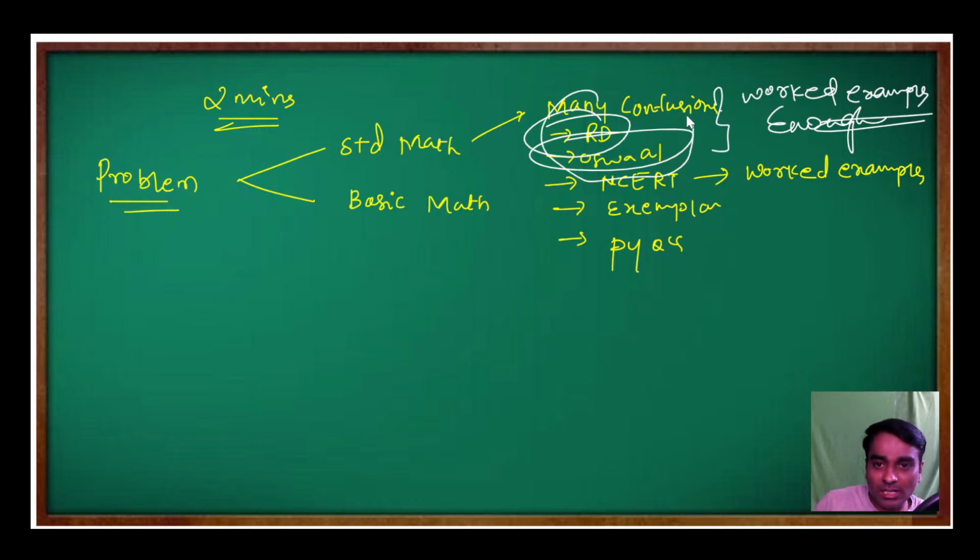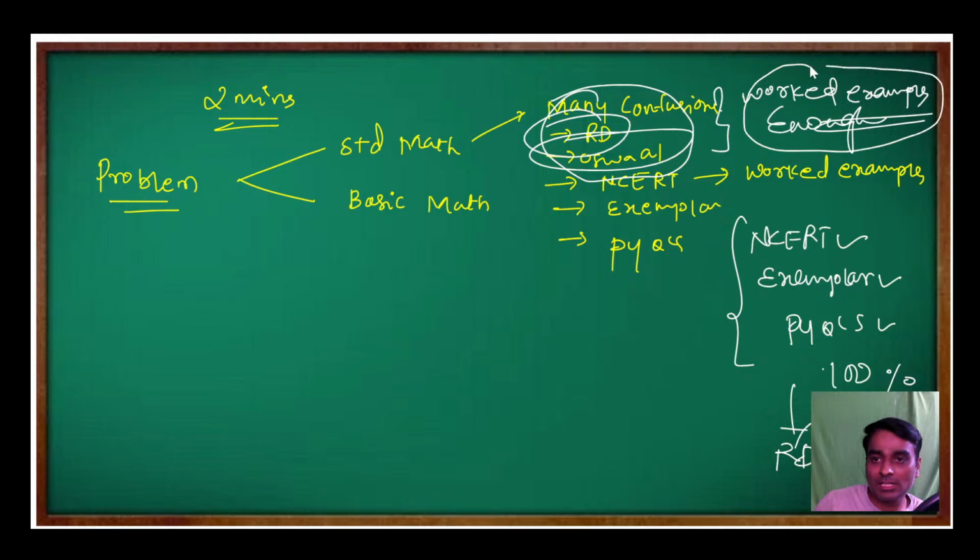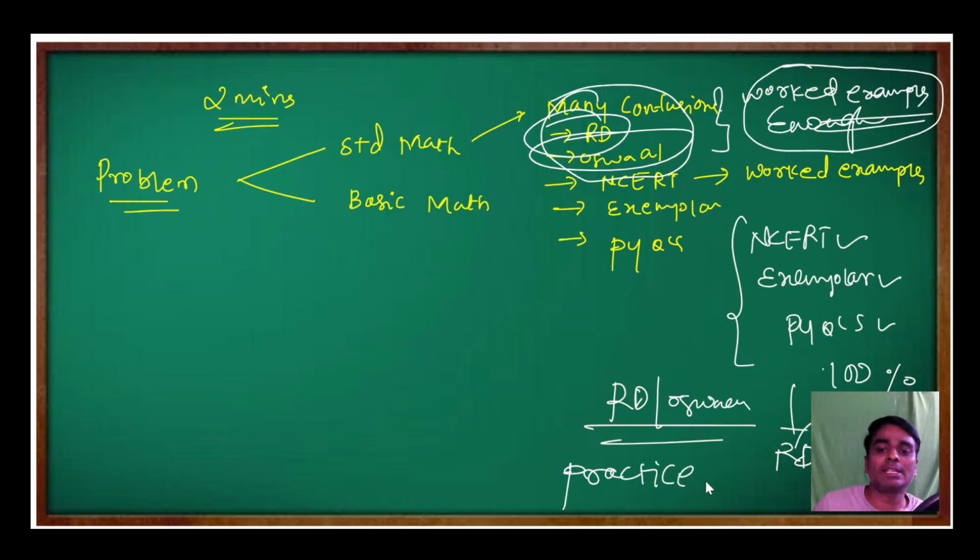But now don't consider these two. First finish your NCERT properly. Second, you do Exemplar. Don't miss Exemplar, very important. Then you do PYQs. If you have time after doing all these 100%, then go to RD, Oswal, all these things. Why did I tell you to solve at least the worked examples? Because these extra books are for practice, that's all.